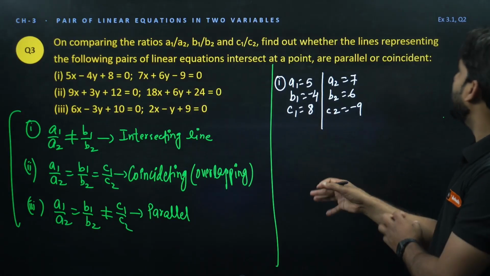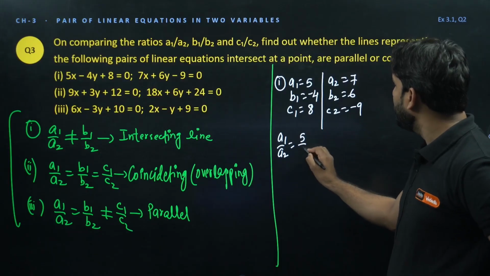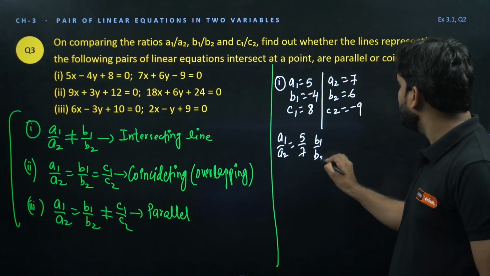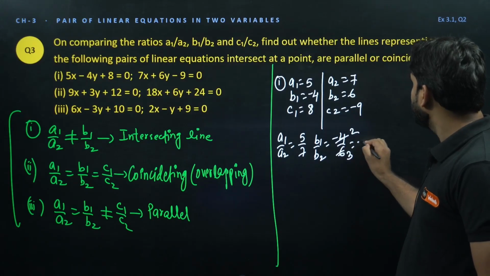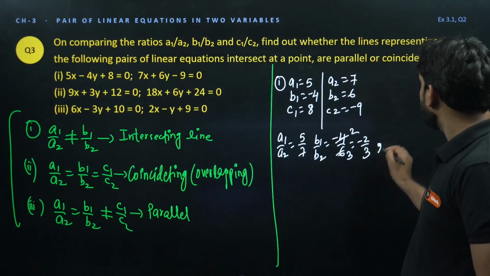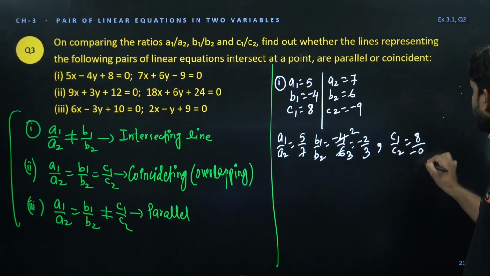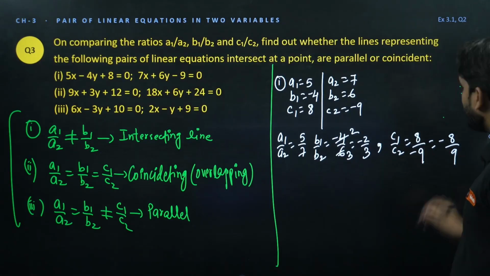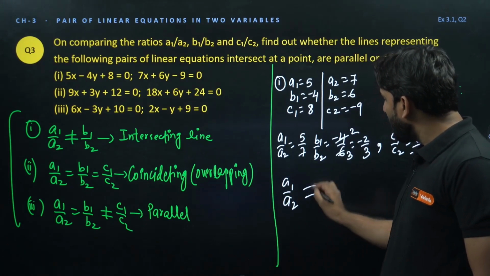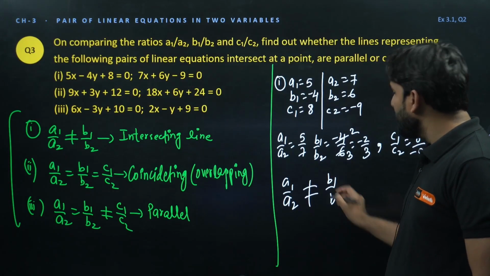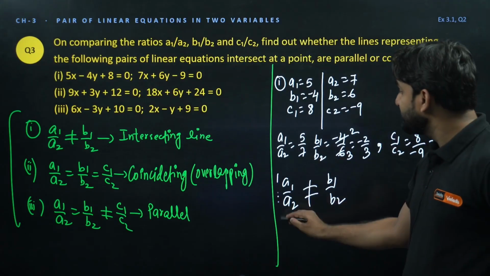Now compare the ratios. Here, what will be A1 by A2? 5 by 7. What is B1 by B2? -4 by 6. This is 2, this is 3. So this is equal to -2 by 3. And what is C1 by C2? C1 is 8 and this is -9. So this is -8 by 9. Okay. So here A1 by A2 is not equal to B1 by B2. Can you see? Why? Because A1 by A2 is 5 by 7 and B1 by B2 is -2 by 3. So these are not equal to each other.